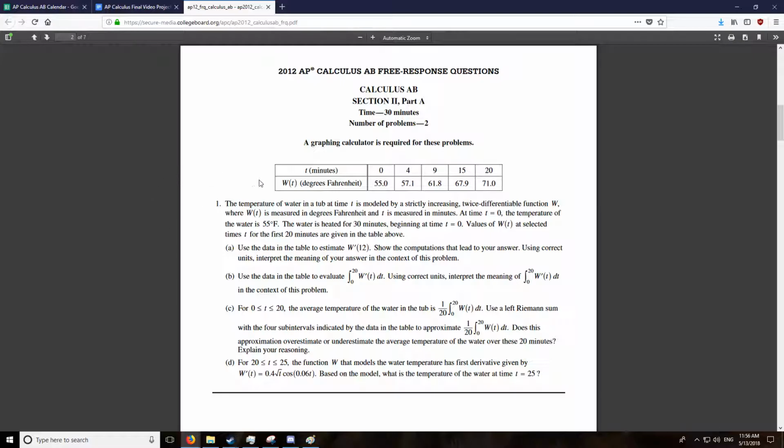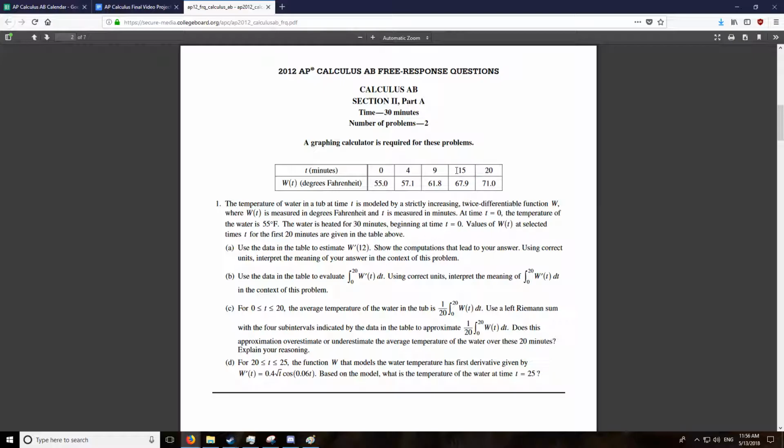We are given a table of values for the temperature in a tub of water and the corresponding times in minutes. We are told it is a twice differentiable function, so we can take the second derivative and all of that nice stuff. For part A, it is asking us to estimate W prime of 12.